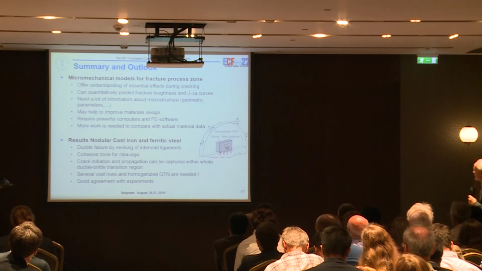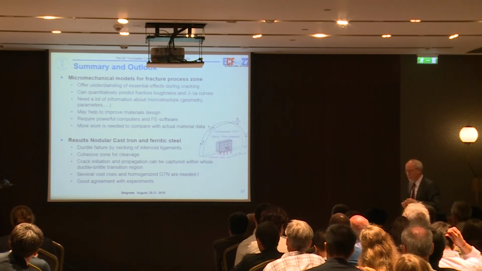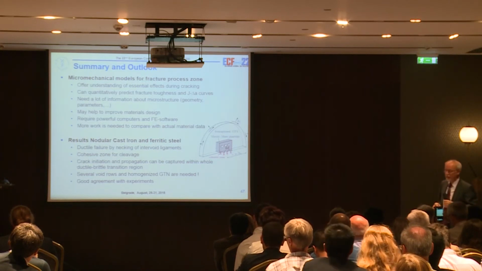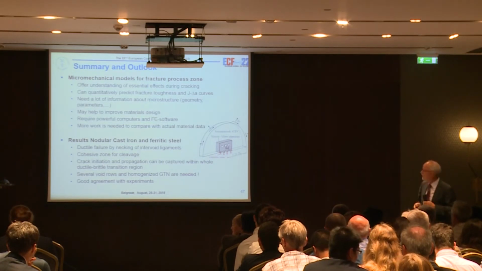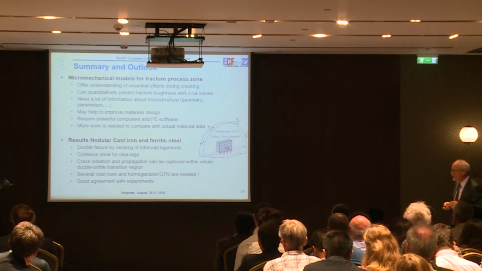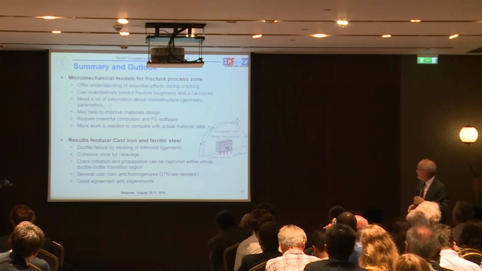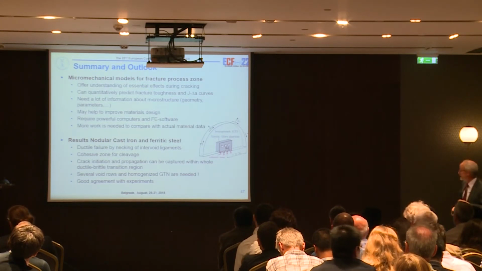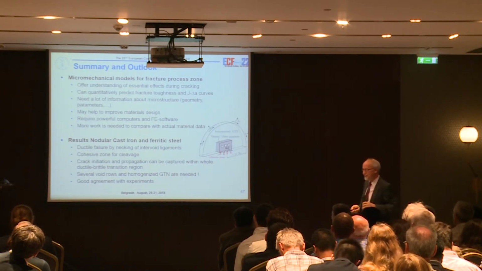So let me summarize. Micromechanical models for fracture processes allow us to understand the physical mechanisms. I hope I can convince you that they are able to quantitatively predict fracture toughness values. However, they need a lot of information about the microstructure and the material parameters. The hope is that we can improve materials design in this way. It has not succeeded until now. The metallurgical and chemical engineers have their own experience.